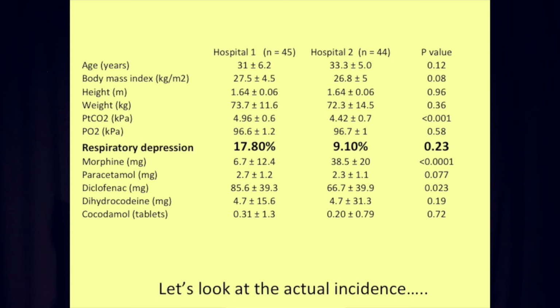And finally, let's move to what is the really important message of this study, which was respiratory depression. Here we've got a difference in frequency of 17.8 compared with 9.1. 45 people in this group, 44 in that group. Not significant, but I personally would be a little bit worried about that number if it were my, let's say my grandmother was in this hospital, compared with that one.